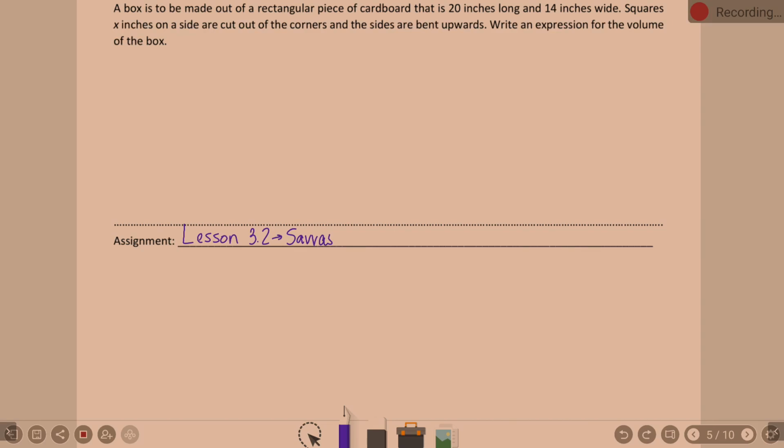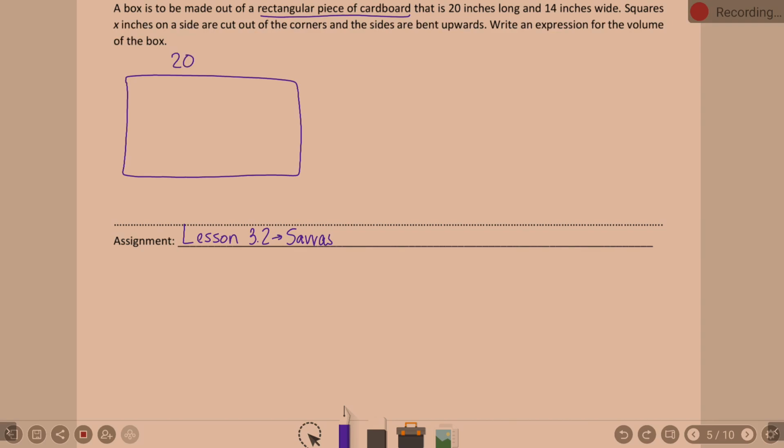Are you visualizing here? No, not really. Okay, well, let's draw a picture. What are we making this out of? A rectangular piece of cardboard. Okay. There's my rectangular piece of cardboard, yes? Yeah. It is 20 inches long and 14 inches wide.